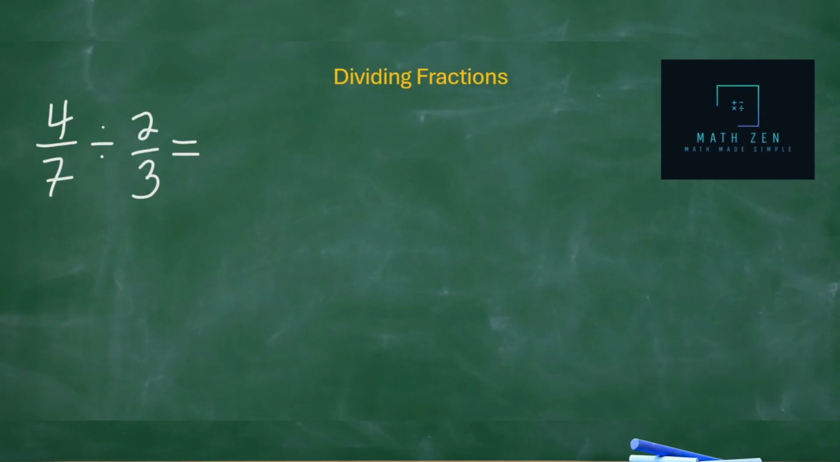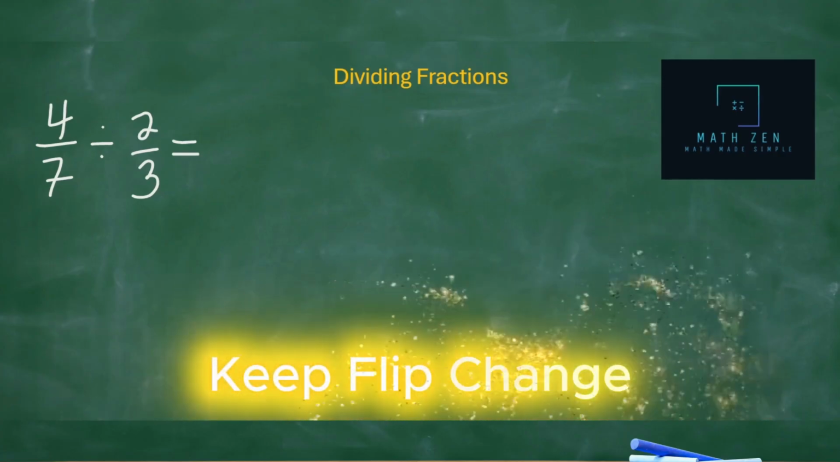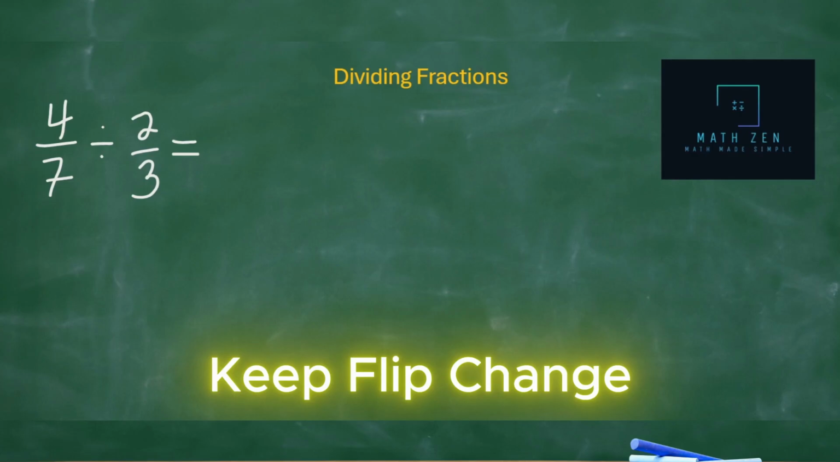All right, now that you've seen me walk you through the steps of dividing fractions, let's see if we can put those steps to work. So remember, all we have to remember is KFC. Keep, flip, change. So what we're going to do is we're going to keep 4/7. We're not even going to mess with it. We are then going to flip the second term, which is 2/3. So we're going to flip that to 3/2. And then we're going to change the operation from division to multiplication.